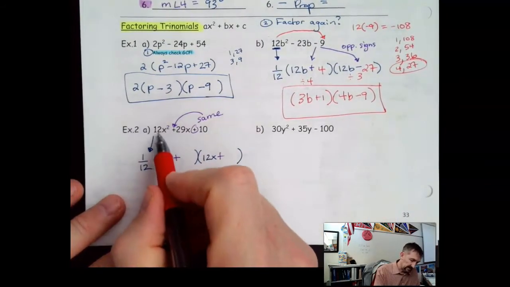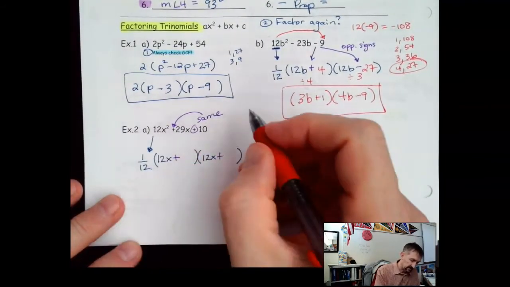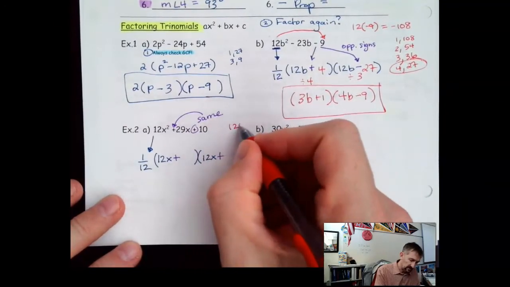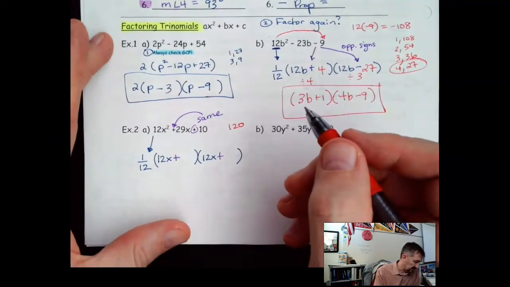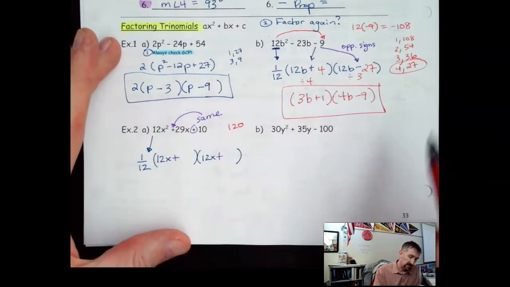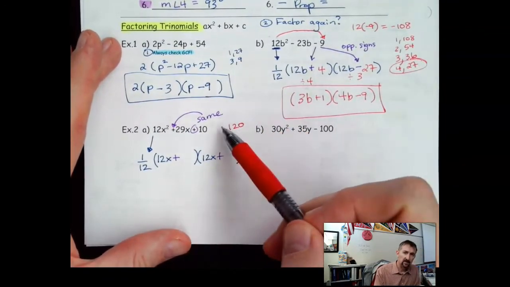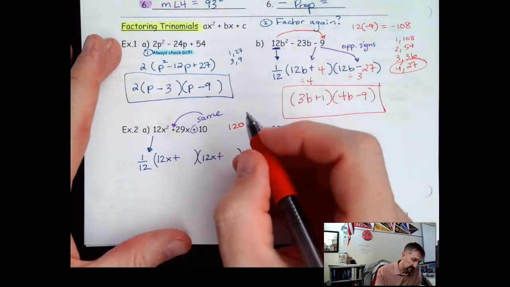And then we're going to take a times c again. So 12 times 10 is 120. Now I need the factors of 120 that add up to 29. Now we already have, just kidding, not the same thing.